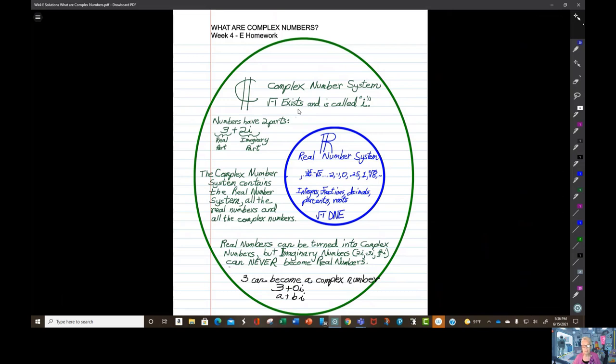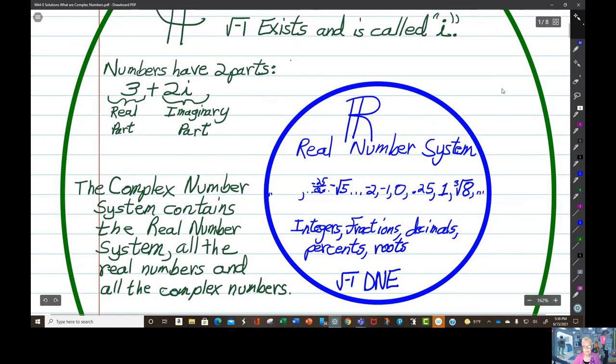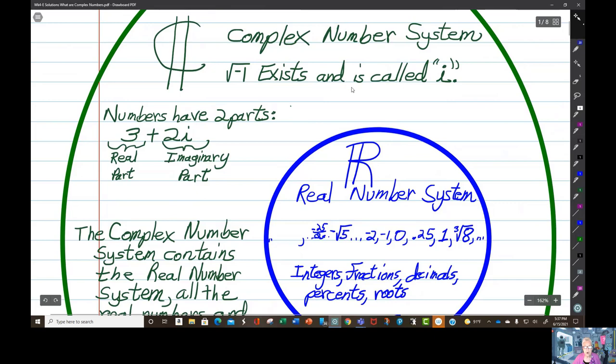And it's used very commonly by electrical engineers. Okay, so it does really exist. But it's a much bigger number system than the real number system, and it includes all of the numbers in the real number system, plus its own numbers that look like this. The square root of negative one is called i, a lowercase i.